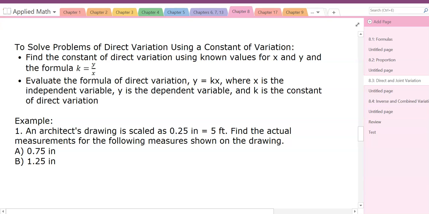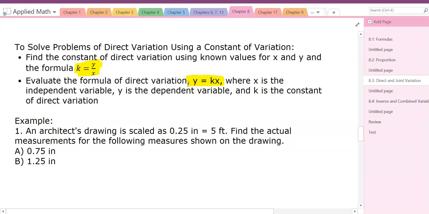Okay, so moving on, it says next, to solve problems of direct variation using the constant. So instead of just finding the constant of variation, now what we're going to do is, if you either have the constant or if you have found it already, be able to use it to solve problems. So you're still going to see this formula show up, and that would be if you had to find the constant. Once you have the constant, all of our equations look like this: y equals kx.